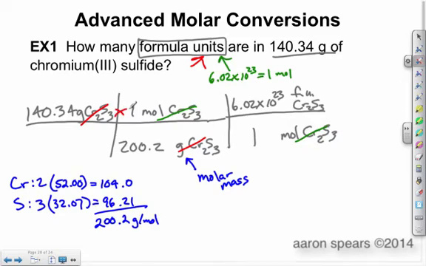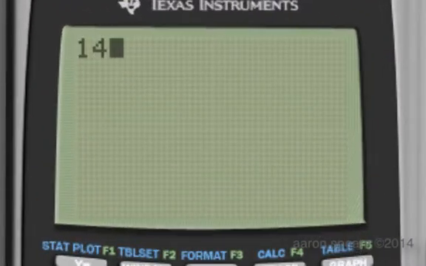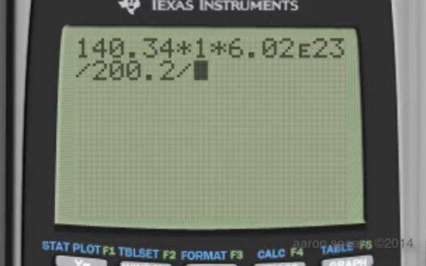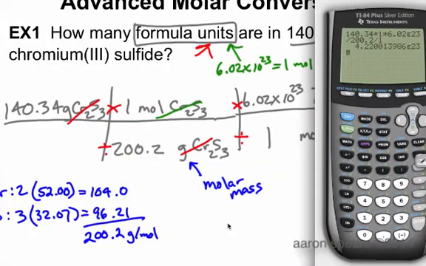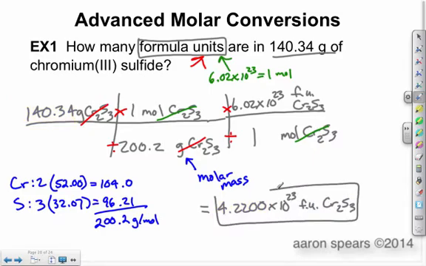So now I'll multiply by every numerator and divide by every denominator. I want to show you how to enter this into your calculator simply because we're dealing with numbers written in scientific notation. 140.34 times 1 times 6.02 E23 divided by 200.2 divided by 1. Hit enter, and we get our answer rounded to the appropriate number of significant digits as 4.2200 times 10 to the 23rd formula units of chromium-3 sulfide.